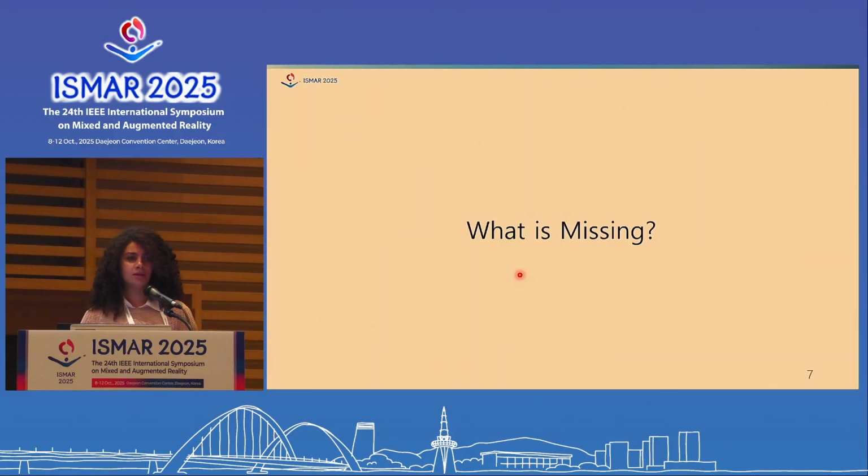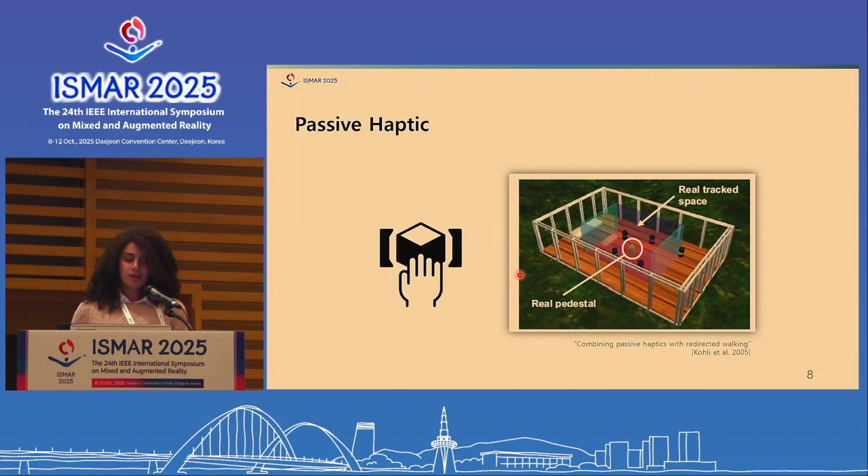So APF-based redirected walking is great, and it allows users to walk around and explore the environment. But if they can also get haptic feedback, passive haptic feedback, it can significantly increase their sense of presence in the virtual environment. And so starting in 2005, researchers started integrating passive haptic feedback with redirected walking techniques. Like Cole et al., who had one real pedestal representing 5 virtual ones, and he would redirect the user to the real pedestal while they were walking towards the virtual one.